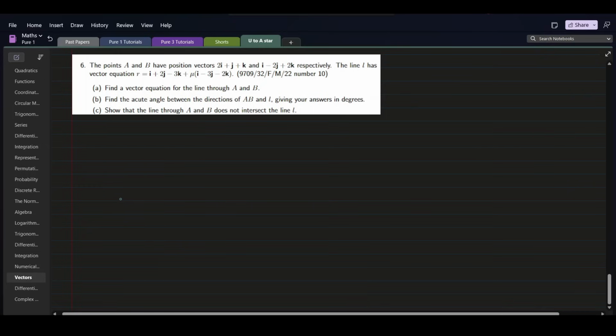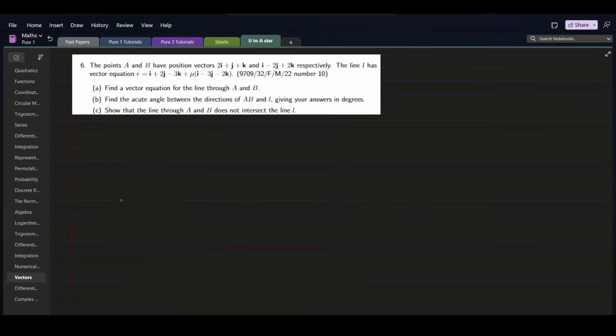Number 6. The points A and B have position vectors 2i plus j plus k and i minus 2j plus 2k respectively. The line L has vector equation r is equal to i plus 2j minus 3k plus mu times i minus 3j minus 2k. Part A. Find a vector equation for the line through A and B.